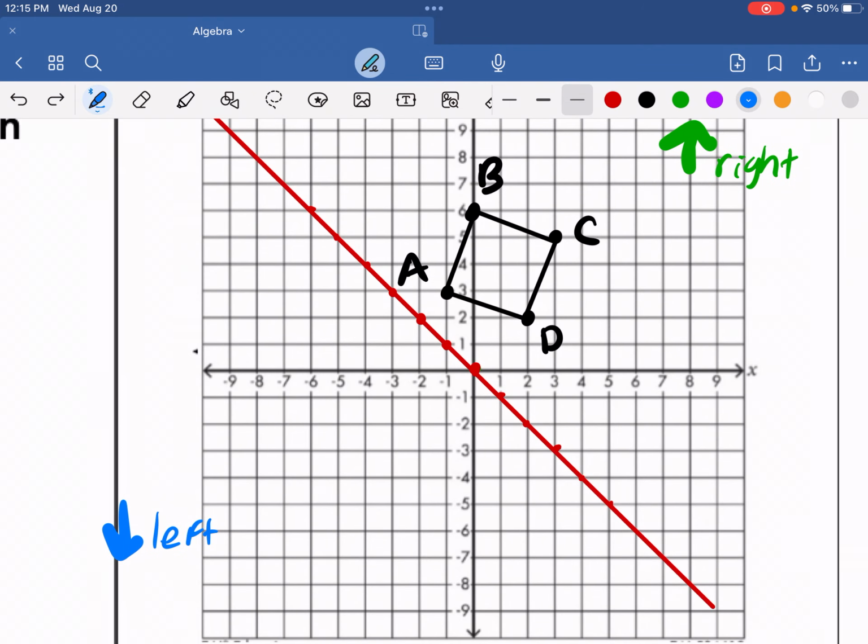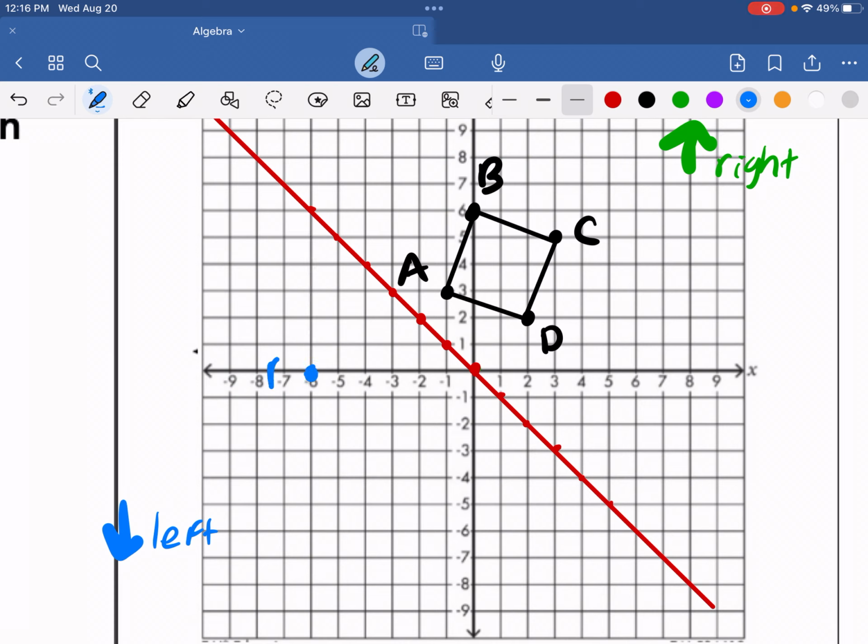So I'm going to go left. 1, 2, 3, 4, 5, 6. It took me 6 to go left. Now I have to switch to down 6. 1, 2, 3, 4, 5, 6. So it should end up right here, B prime. And it does make sense because it was on the y-axis and now I switched to being on the x-axis. So this is B prime.